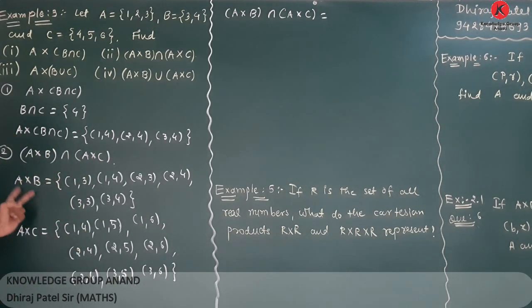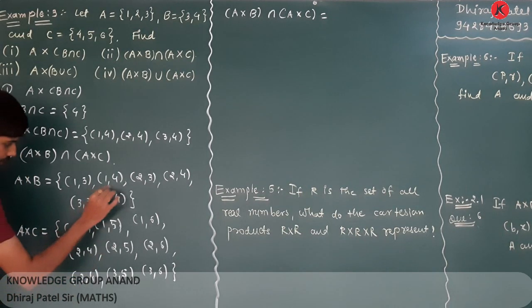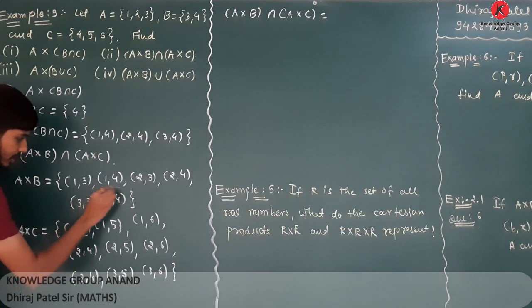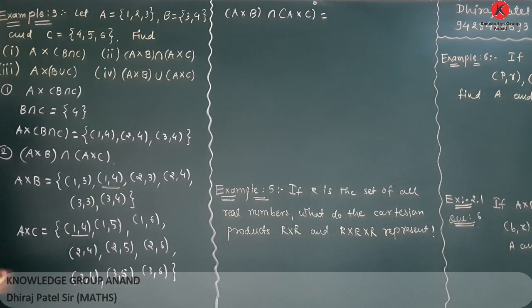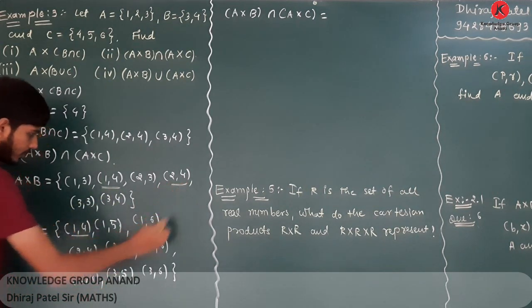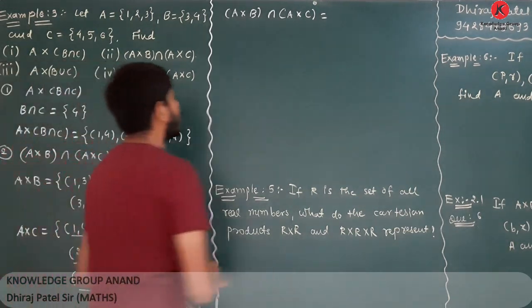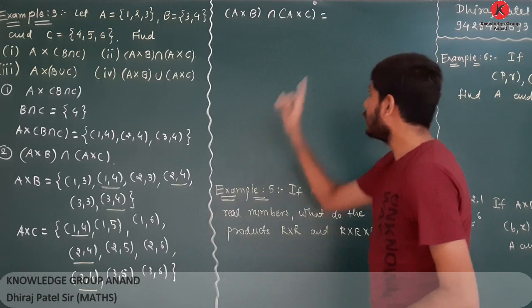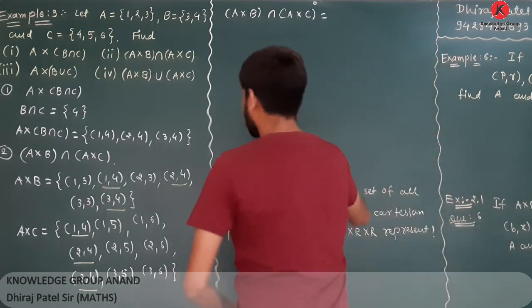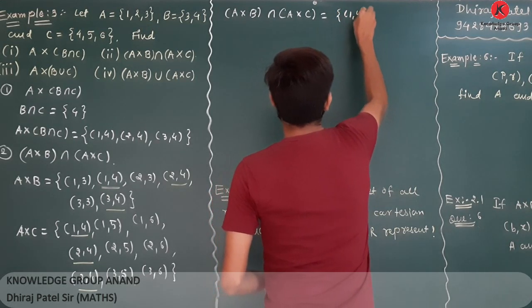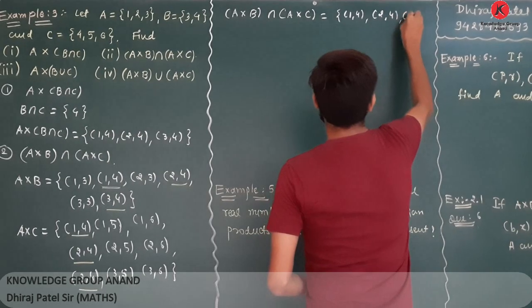So identify the common pairs in A cross B and A cross C. The first pair 1, 4 is common between A cross B and A cross C. Therefore, I am highlighting this one. Same as we have 2, 4 common between them. And the last one, 3, 4, is also common between them. Therefore, we can write A cross B intersection A cross C equals 1, 4, 2, 4 and 3, 4 here.